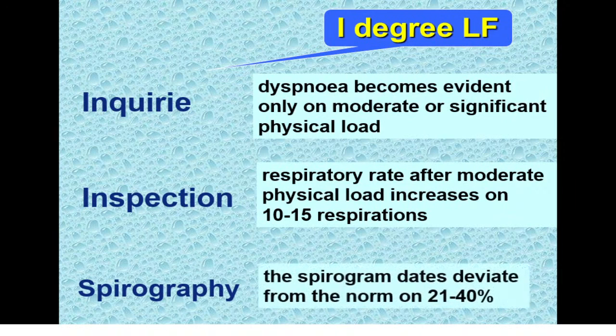We'll send our patient for spirography, and we see that the data deviates from the norm by more than 20%. 20% is physiological deviation. If more, but not exceeding 40%, we are talking about first degree. Lung failure must be diagnosed by 2 characteristics, degree and type.